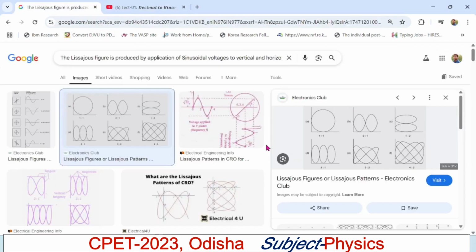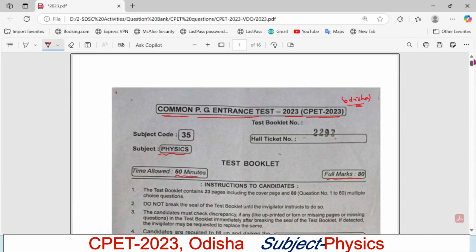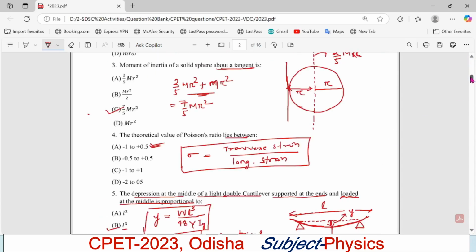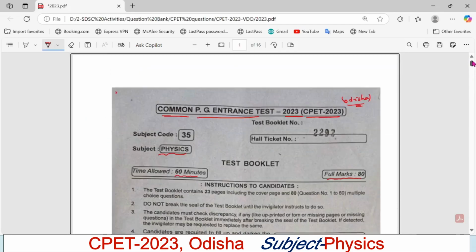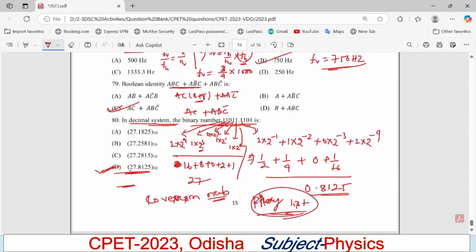Okay. So here I completed your 2023 CPET physics question paper in detail. Here we discussed all the questions, 80 questions, step by step. You just practice it for your exam.